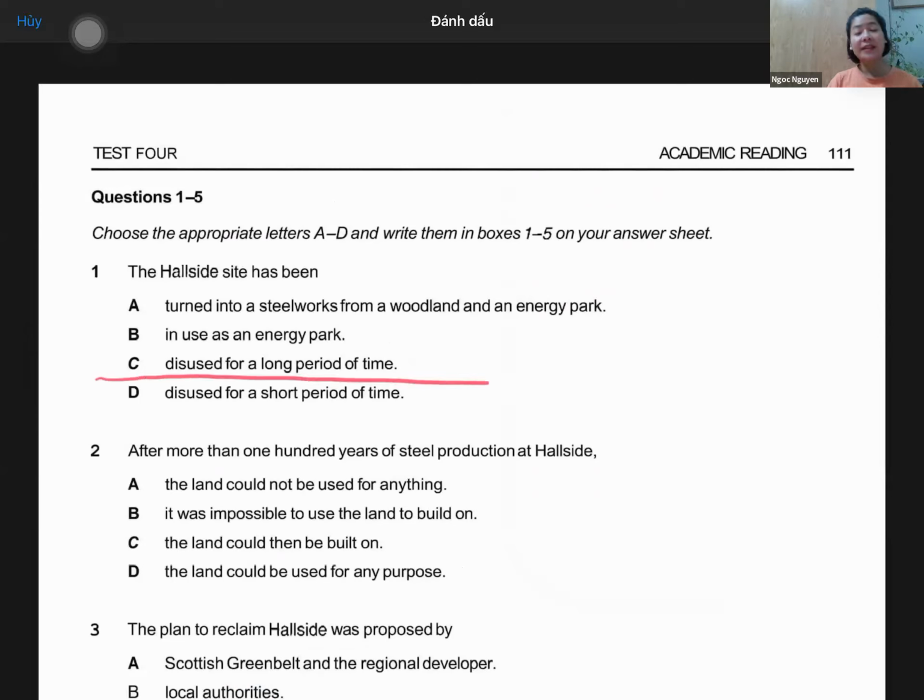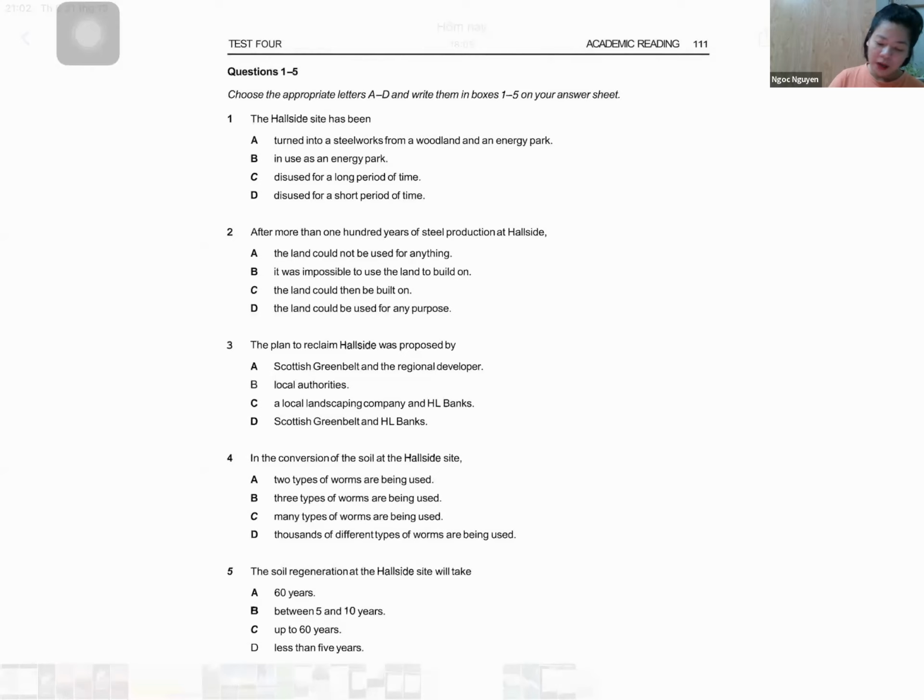Thì trước hết là mình sẽ lý giải cho em là tại sao đáp án A không được. Tùng Anh sẽ nhìn dùm chị nhớ là mình sẽ phải nhìn cái đối tượng tân ngữ xuất hiện đằng sau giới từ. Trong cái bài này nó nói là turn into, chuyển thành một công trường thép, steelworks, từ một khu rừng và một công viên năng lượng. Cái cặp giới từ rất quan trọng ở đây là into and from. Chúng mình sẽ cùng đối lại thông tin gốc ở trong bài là có đúng là nó chuyển thành một công trường thép từ một công viên năng lượng hay không.